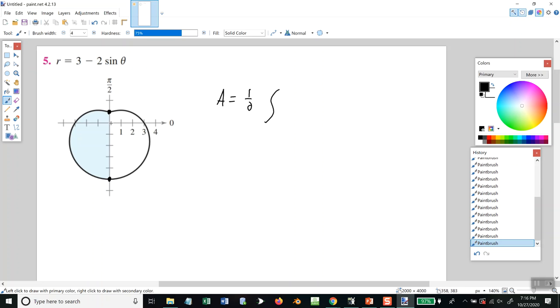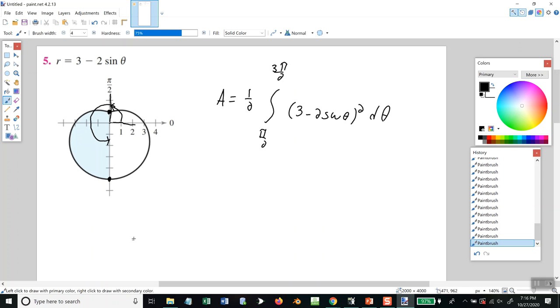Well, assuming this is our polar axis where we start, coming up to here, that angle would be pi over 2. And if I started my polar and went all the way down to here, that would be 3 pi over 2. And then 3 minus 2 sine theta squared d theta.